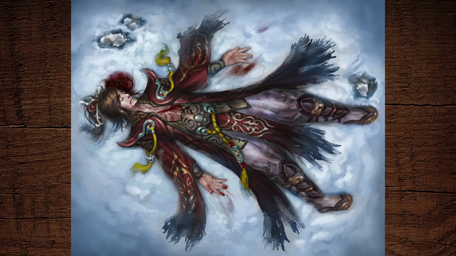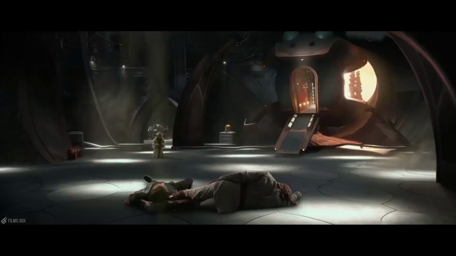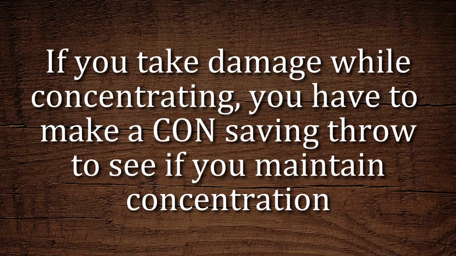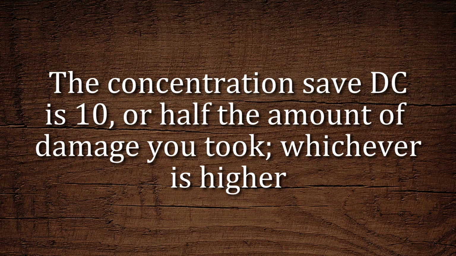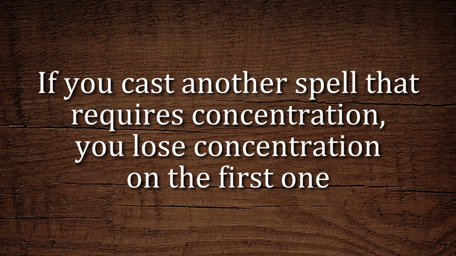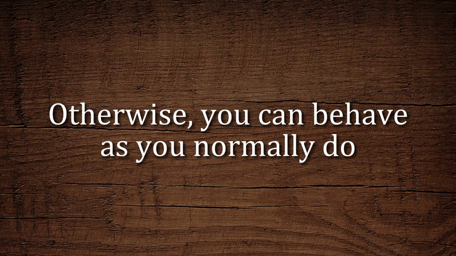If you become incapacitated or die, you lose concentration. You may drop concentration instantly whenever you wish. If you take damage while concentrating, you have to make a Constitution saving throw to see if you maintain your concentration. The number you need to roll, or DC, is 10, or half the amount of damage you took, whichever is higher. And finally, if you cast another spell that requires concentration, you lose concentration on the first one. Otherwise, you can do whatever you like without breaking your concentration, including casting other spells, attacking, moving, and so on.